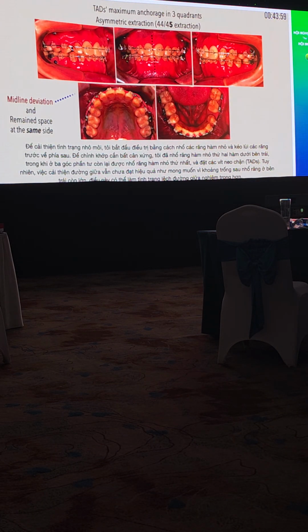To improve the lip protrusion, I started the treatment by extracting the premolars and retracting the anterior teeth distally. To correct the asymmetric occlusion, I extracted the mandibular second premolar in the lower left quadrant, while the other three quadrants underwent extraction of the first premolar and installation of TADs. Despite these efforts, the midline improvement remained slow, as there was a substantial extraction space on the left, which could exacerbate midline deviation.